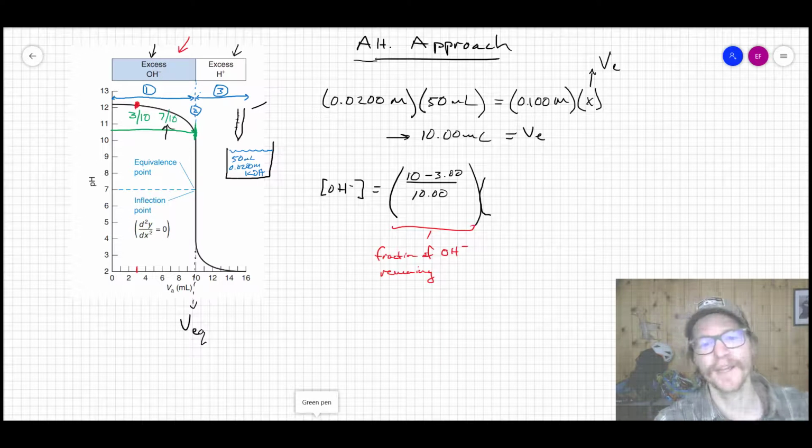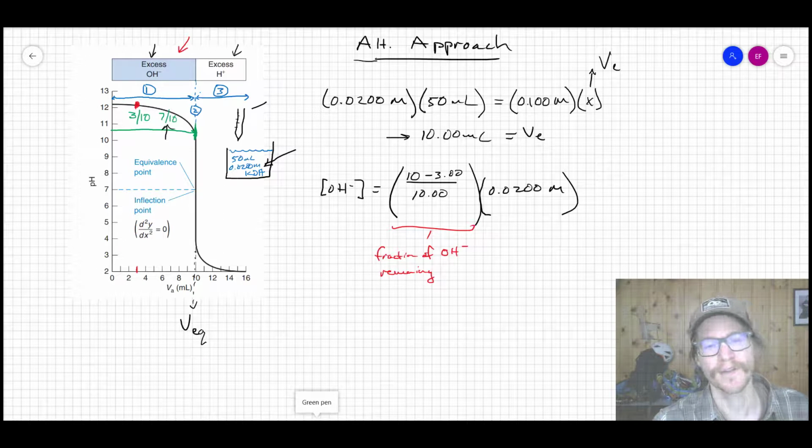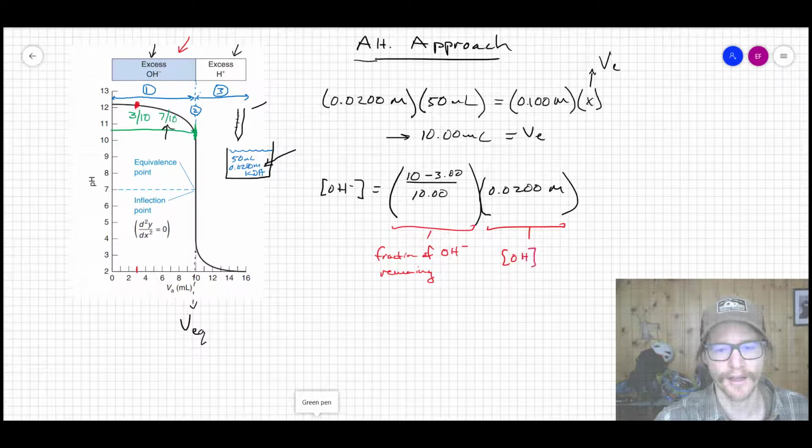Because if we know what the concentration of the base was, but we know that we used up 3/10 of it, then we multiply by 7/10, and that'll tell us what concentration is left in the solution at that given point. We know that the original concentration of the base was 0.020 molar, so now we have 7/10 of those moles left over in the system. So let me write this out. I'll put hydroxide naught, meaning that's the initial concentration of the base before we've added anything.